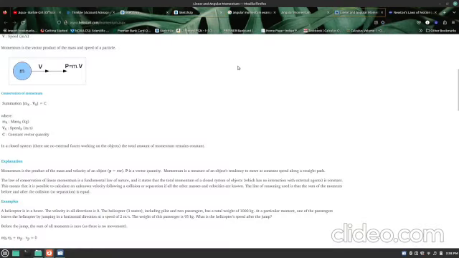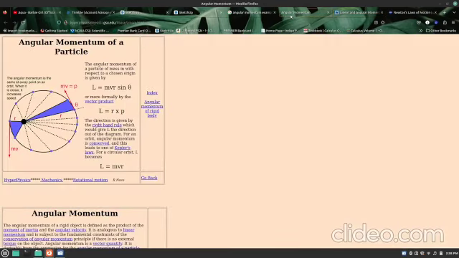Mass times velocity equals force or momentum. It can be either way. F equals ma is force, and P equals mv is mass times velocity equals momentum. And then with angular momentum, this is HyperPhysics, and it tells us how to quantify centripetal force.